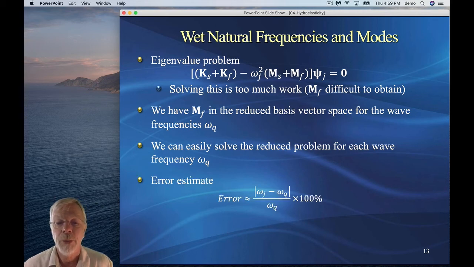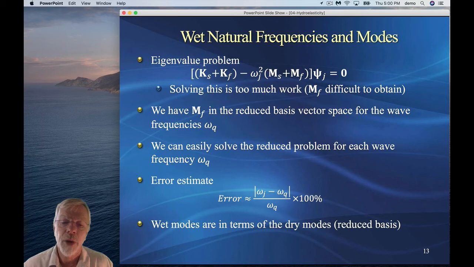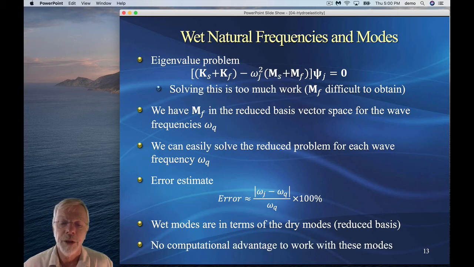We would then calculate omega j's, but we would have to check to see how close our omega j, our natural frequency, is relative to our wave frequency. If the error is fairly small, then that's a good estimate for the wet natural frequency. The wet modes would then be calculated in terms of the dry modes, the reduced basis. So HydroNXR does give us the capability of using this sort of approach to estimate the wet natural frequencies and modes. There's no computational advantage, however, to working with these modes.